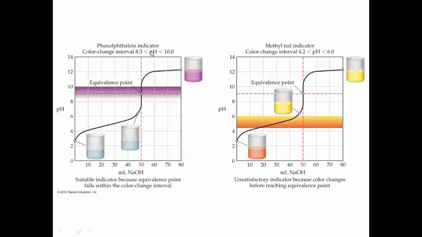So here, if we wanted to do an acetic acid titration, we could use phenolphthalein because it's still in that vertical range, but we could not use methyl red because methyl red is outside of that vertical part approaching the equivalence point. So methyl red would change color before we've actually reached our equivalence point, so that would not be good to use.